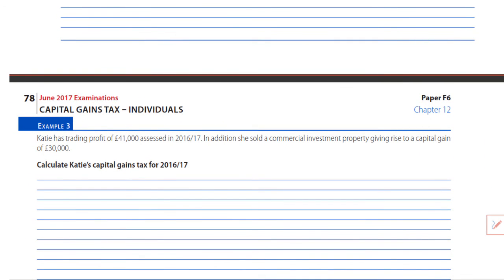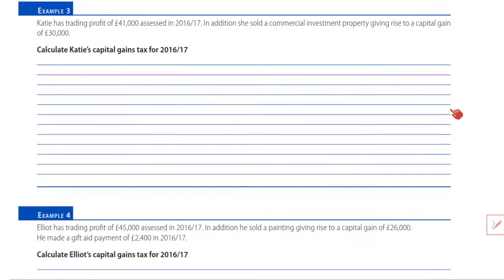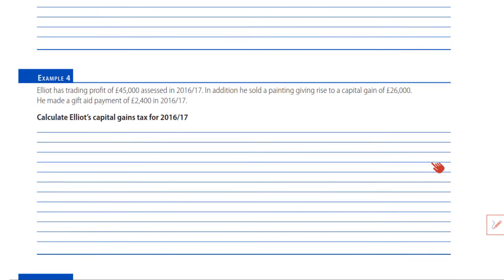Moving on to example 3. Again, here Katie has a trading profit of £41,000 and she's got a commercial investment property gain of 30. So the gain of 30 you need to reduce, of course, by the AEA, and the income of 41,000 you need to reduce by the personal allowance to establish, therefore, how much basic rate band remains. Also, it's a commercial investment property, commercial, not residential, so your normal rates again apply.